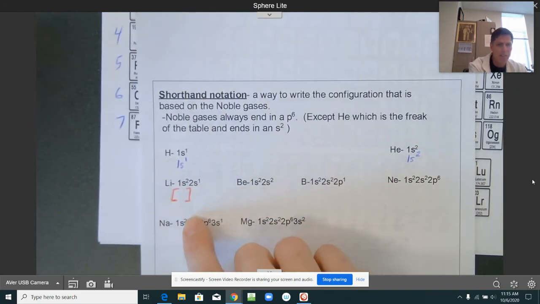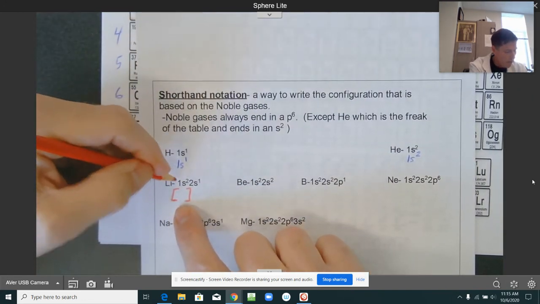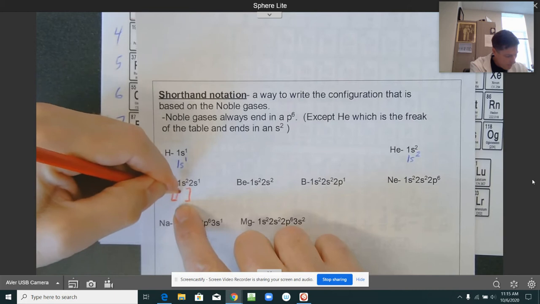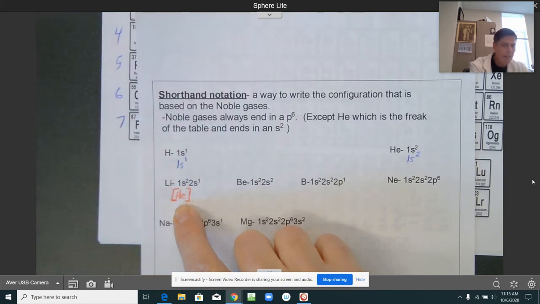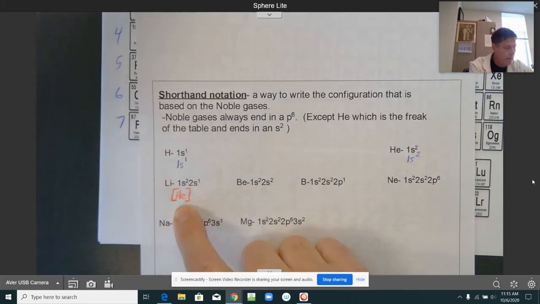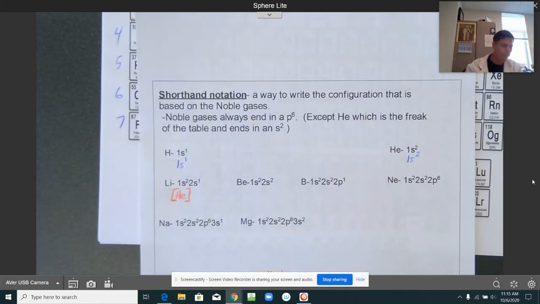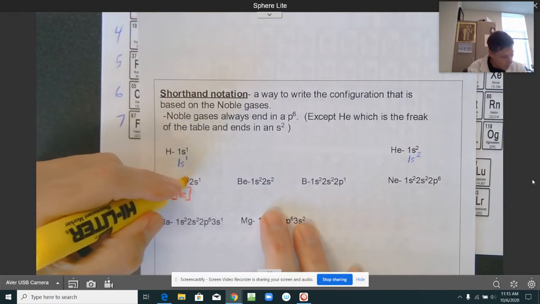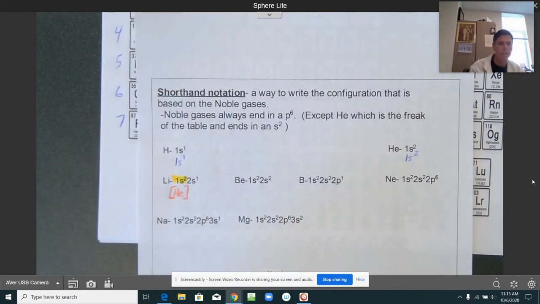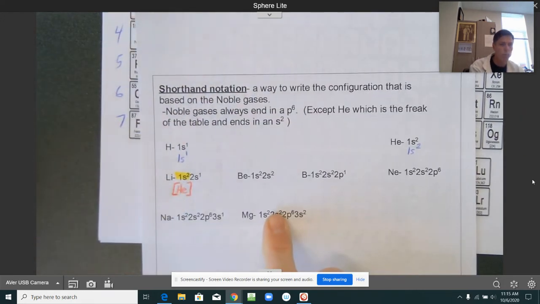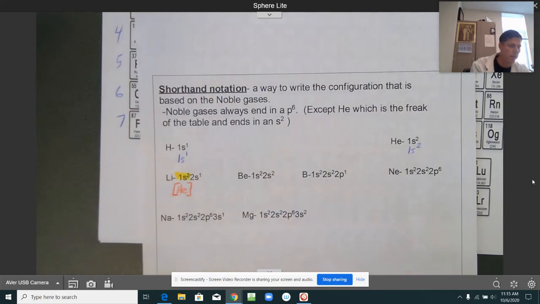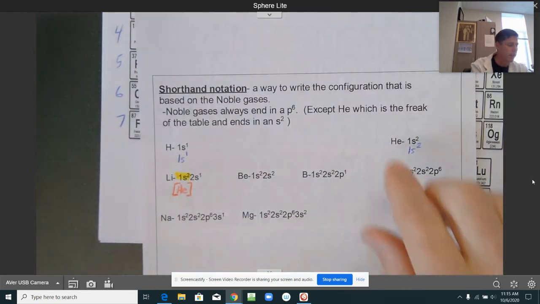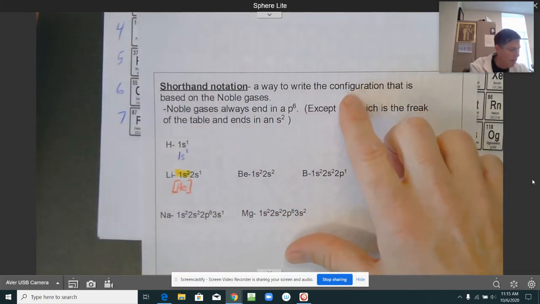You can use parentheses, you can use boxes or whatever. You're going to take a box and you're going to write the symbol for the last noble gas. In doing that, that's the equivalent of writing that. So the He replaces the 1s2. Yeah, I know you didn't save anything, but trust me, it'll get better.